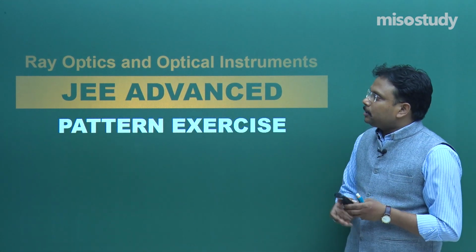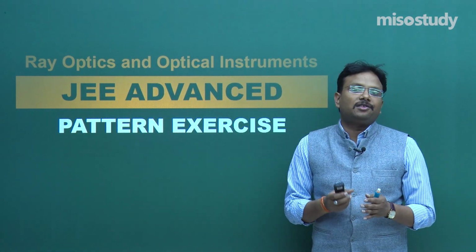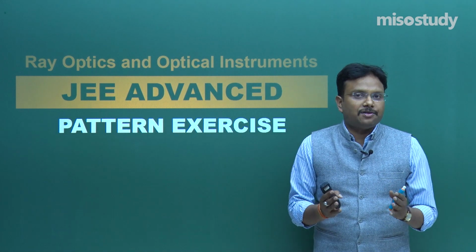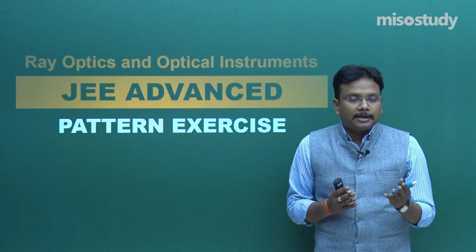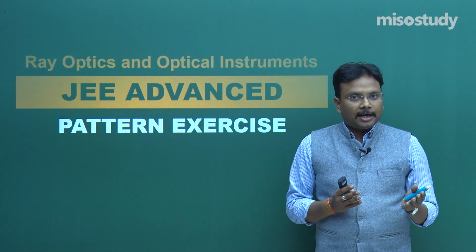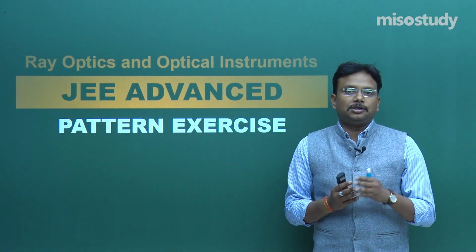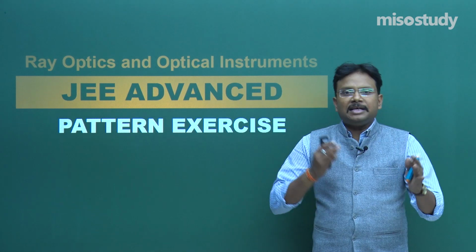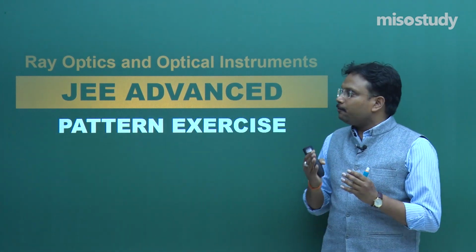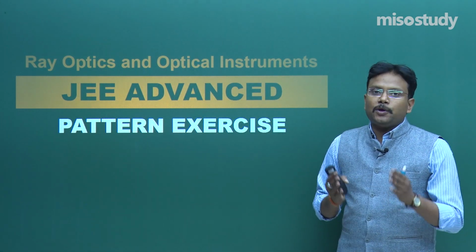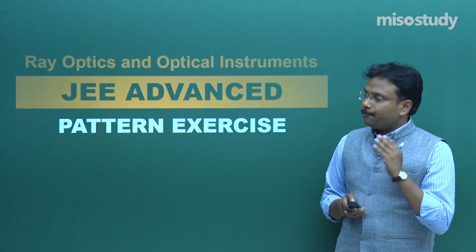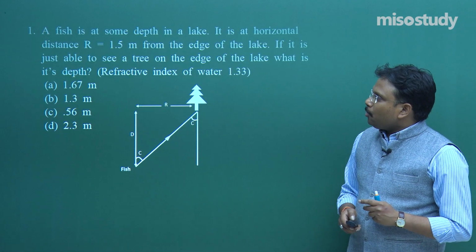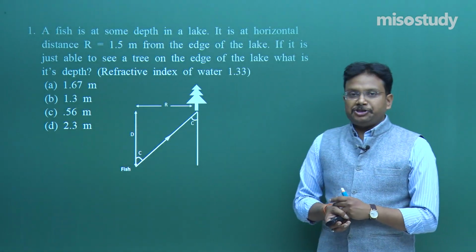As you know, in the JEE Advanced pattern you are supposed to solve questions like only one option correct, more than one option correct, single integer type, matrix match, then paragraph. So we will try to incorporate all types of questions one by one. Let's start this discussion.